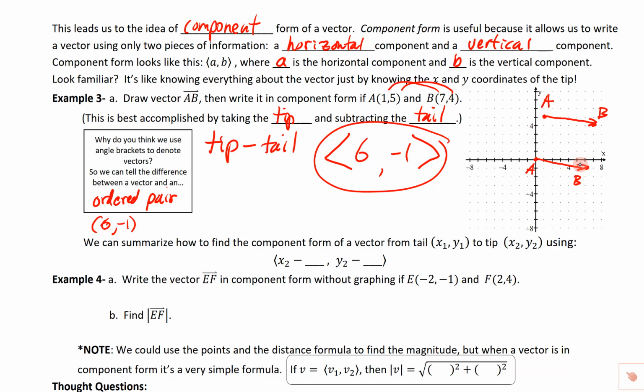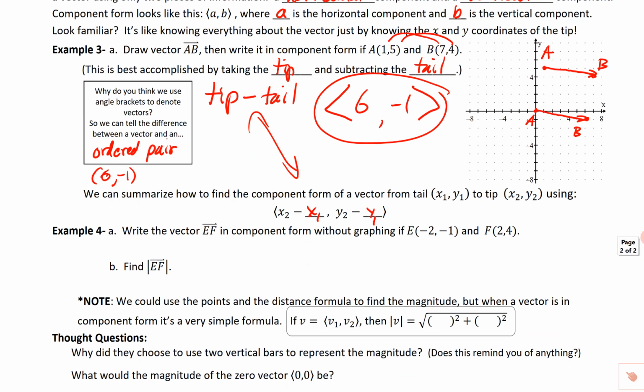Okay, now we can summarize this a little bit more formally. If we've got a tip and a tail, where the tail is (x1, y1), and the tip is (x2, y2), we can basically just use that formula that we're fairly familiar with. It's x2 minus x1 and y2 minus y1. This is the same as this. Those are just the same thing. I kind of like the informal tip minus tail method. If you want to use the other one, that's just fine, but it does relate pretty well with some stuff that we've done before.